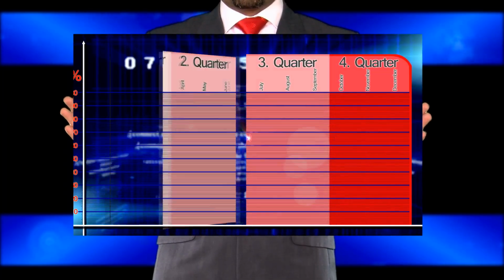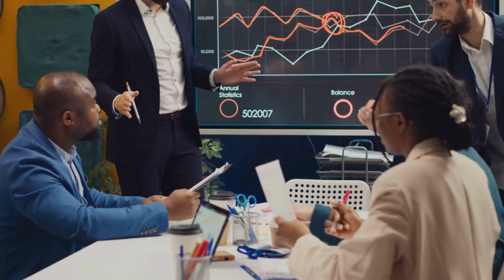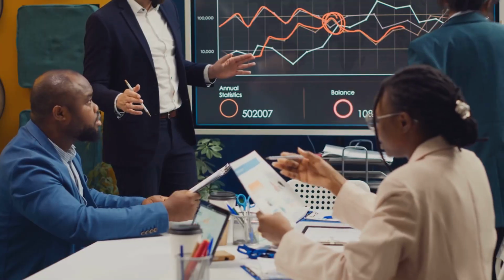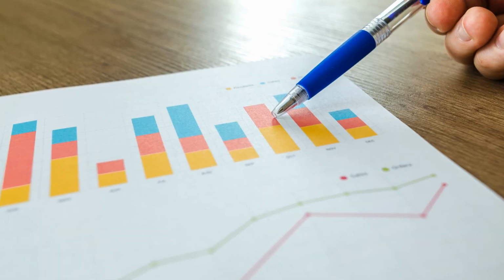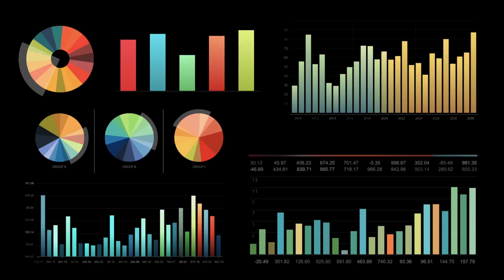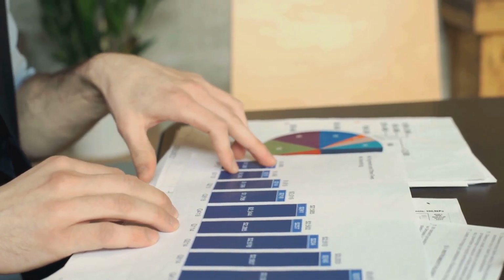C-chart counts the number of defects per unit when the area of opportunity is constant. U-chart tracks defects per unit when the area of opportunity changes. Each chart is designed for a specific type of data and situation. Using the right one helps you see what's really happening. Let's learn how to pick the perfect chart.